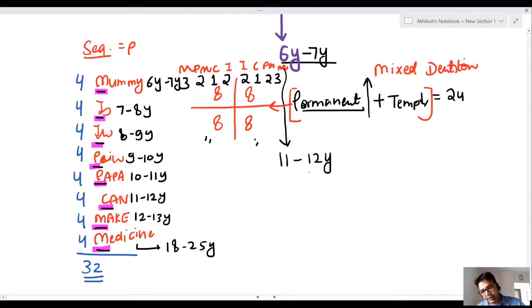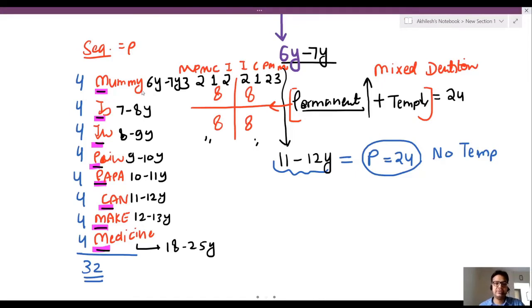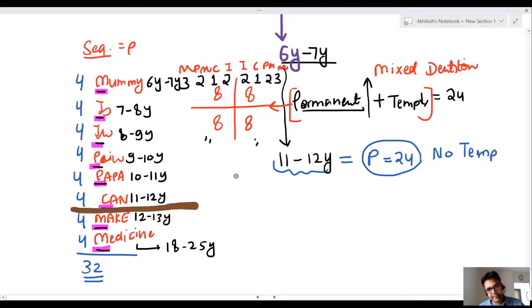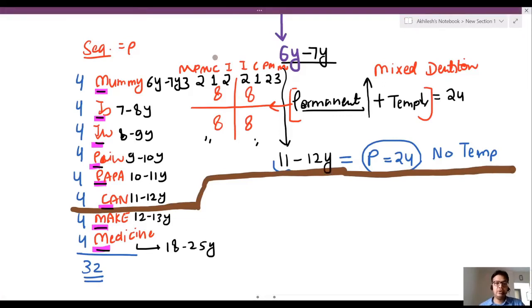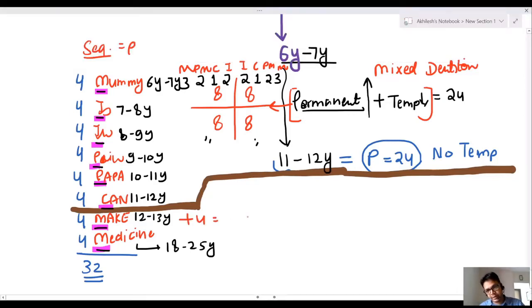At 11 to 12 years of age, you will have all 24 permanent teeth, no temporary teeth. Yes, you can see this one. Now, 12 to 13, you will get 4 plus 24 plus 4. It is 28 plus 4. It is 32. That's very simple.